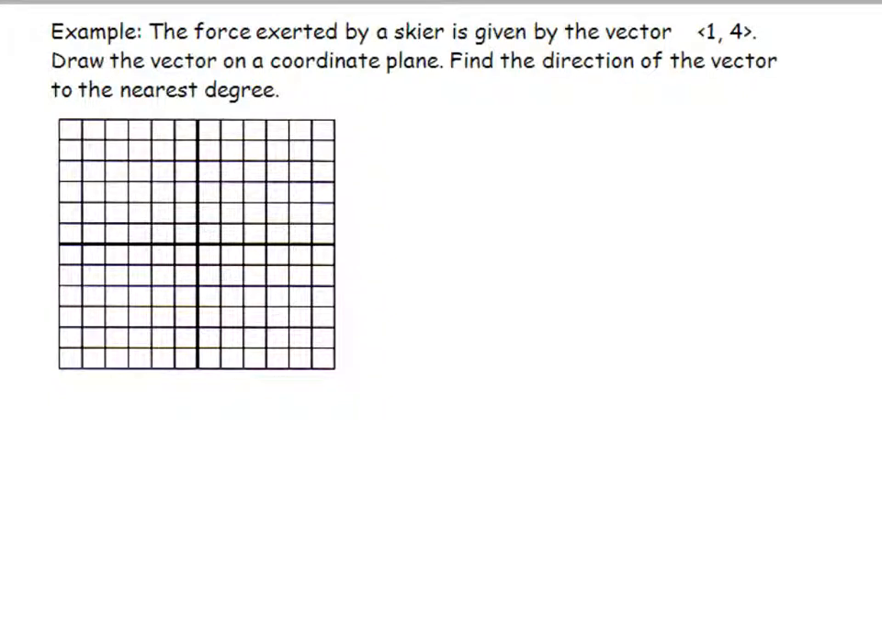All right, so it says, the force exerted by a skier is given by the vector 1, 4. Draw the vector, and then find the direction to the nearest degree. Okay, so we're going to start putting things together here. First things first, you guys should know how to draw this vector 1, 4. So here's my initial point, I go 1, 4, there's my terminal point. Draw my vector, oh that's awful you guys. There we go. So there's my vector 1, 4.